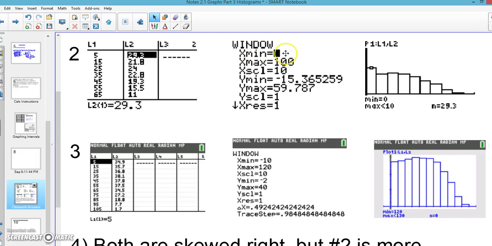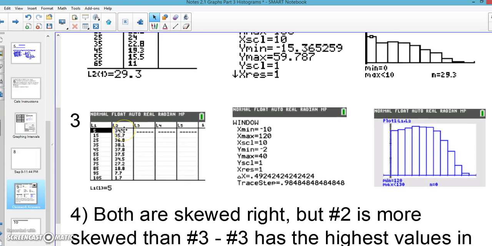Oops, it looks like I didn't give myself very much space on this one. That was an X min of 0; an X min of negative 10 would have been fine as well. And in all of these, of course, keep in mind I can hit trace and get the information from the graph if needed.